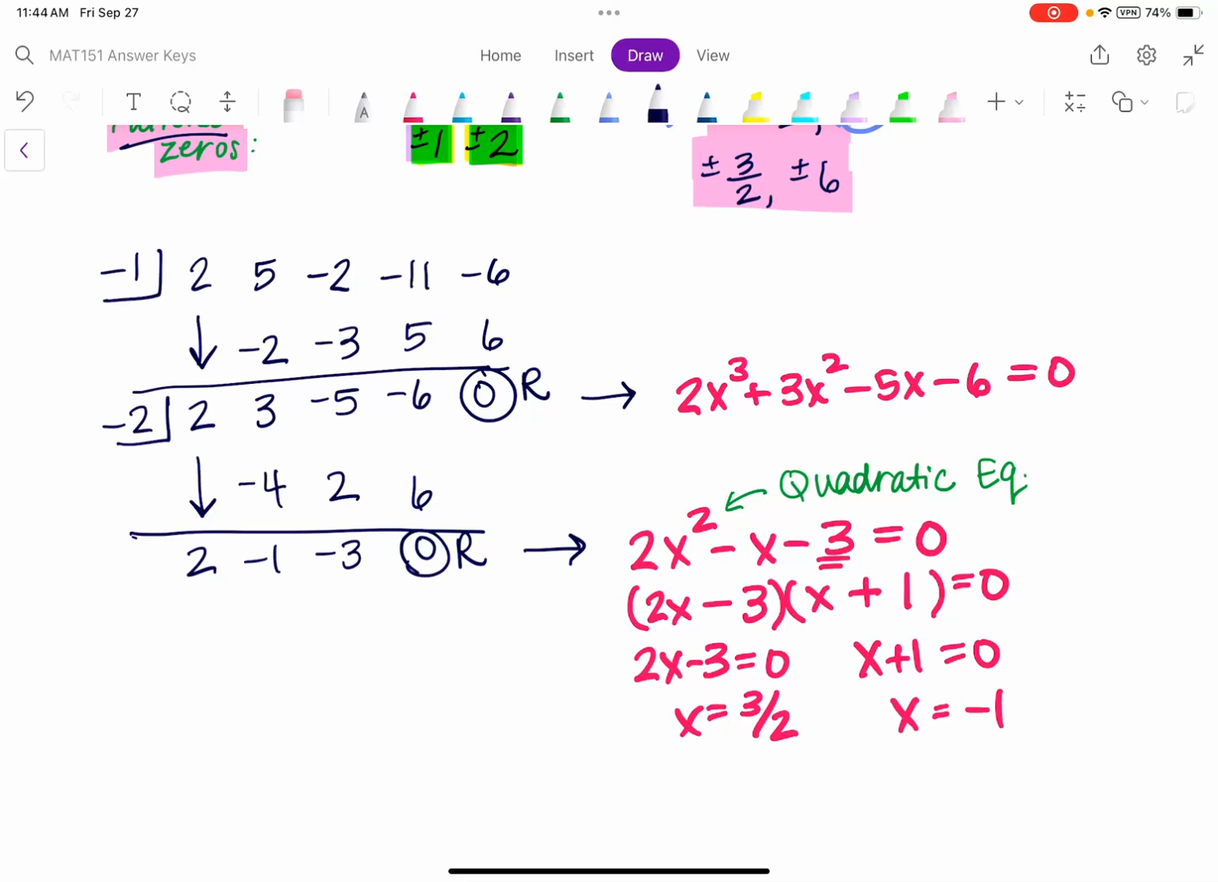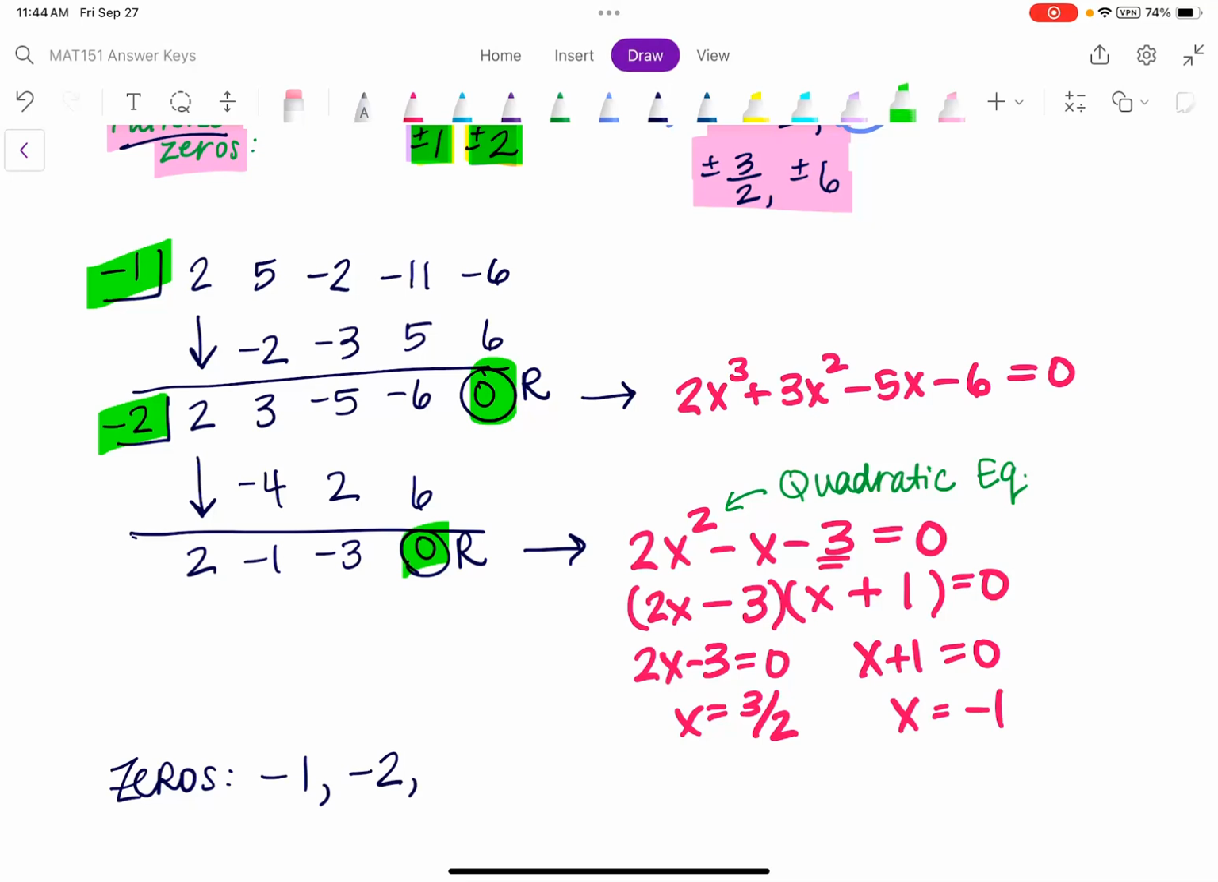So let's go back and list all of our zeros. We know we expected there to be 4. Let's make sure we found all 4. When we had our first synthetic division with negative 1, we got that remainder of 0, so negative 1 was our first 0. We did synthetic division again with negative 2 and got a remainder of 0, so negative 2 is my second 0.